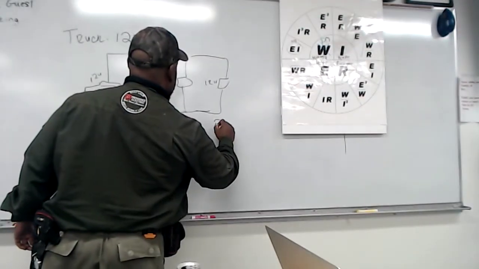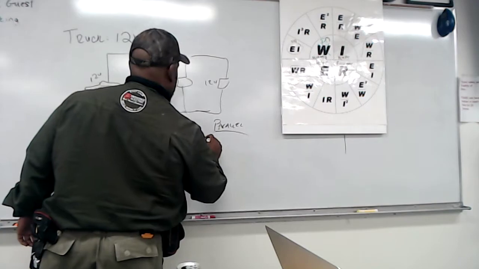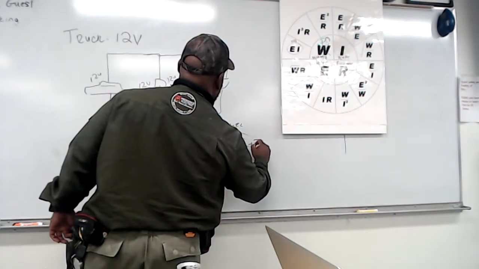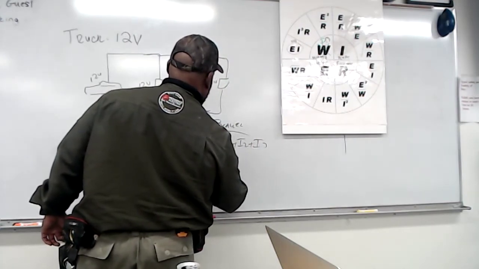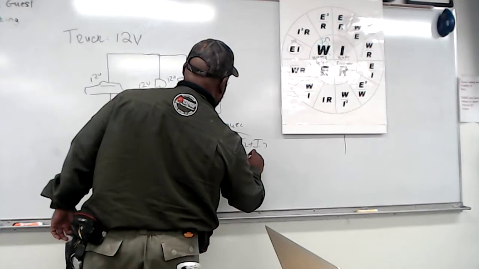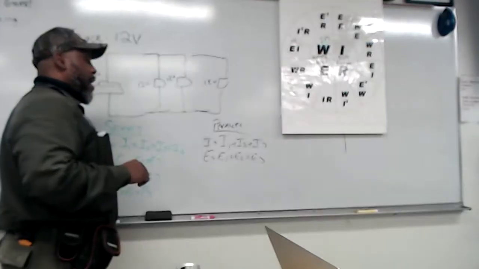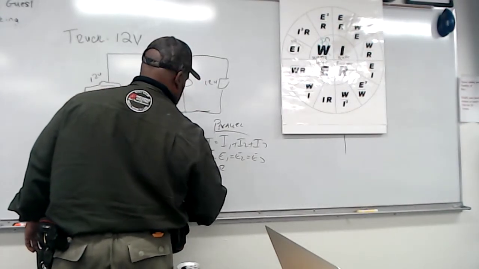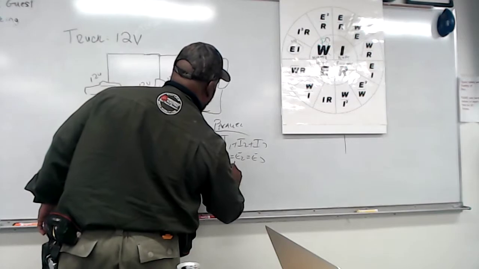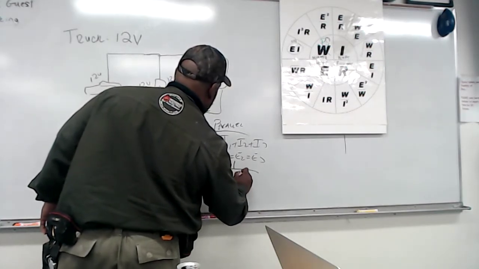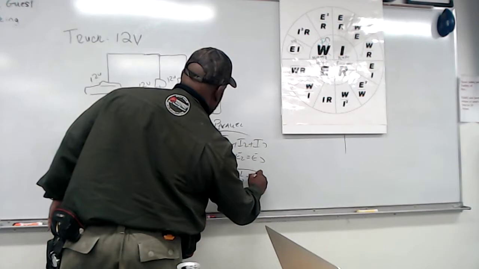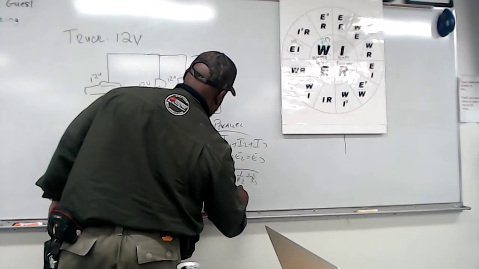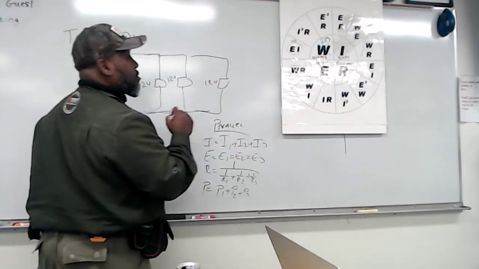Parallel circuit. In the parallel circuit, the current is I1 plus I2 plus I3. Voltage equals E1 equals E2 equals E3. It is the same throughout, right? Resistance is different. Resistance is 1 over R1 plus 1 over R2 plus 1 over R3. That's the hardest one we got. And power is P1 plus P2 plus P3. You got to know those rules, ladies and gentlemen.